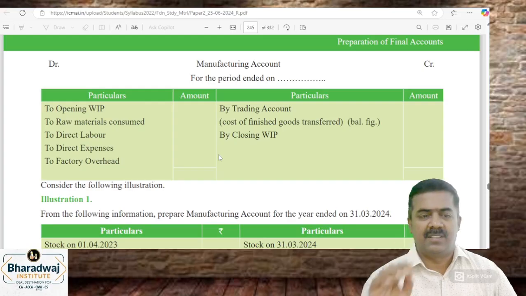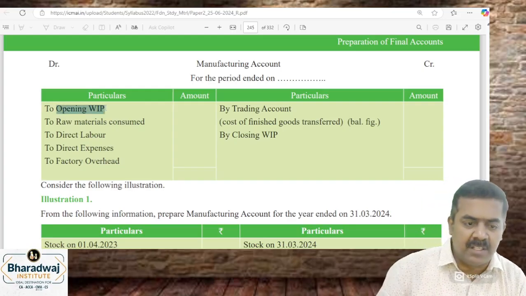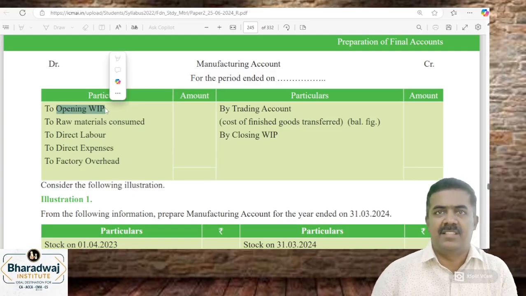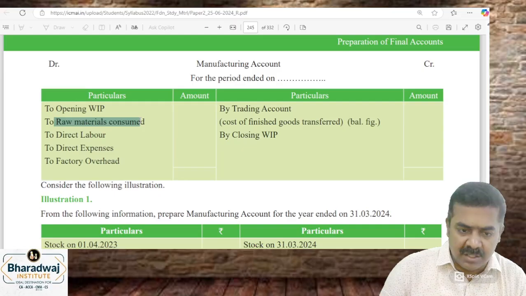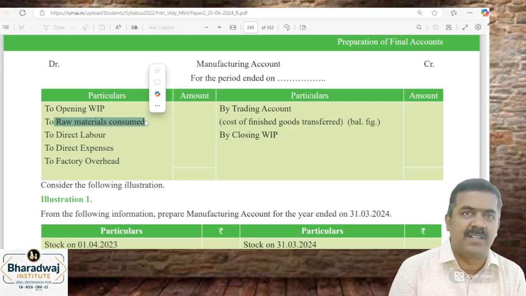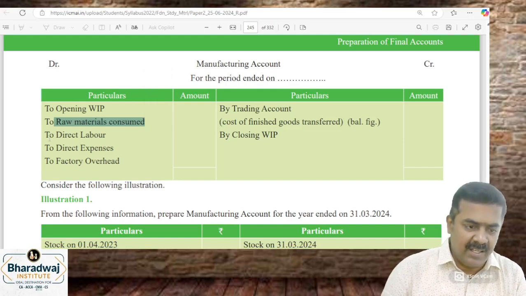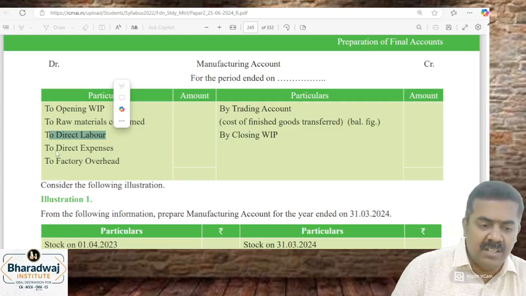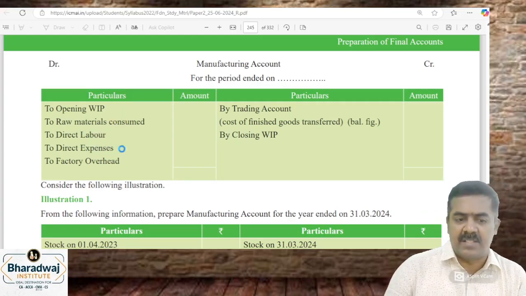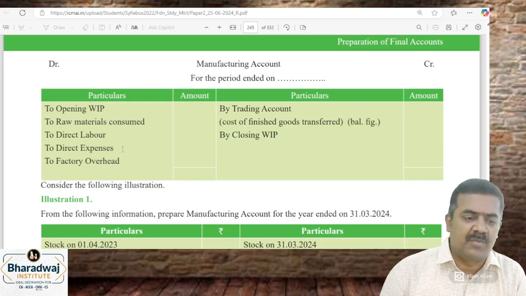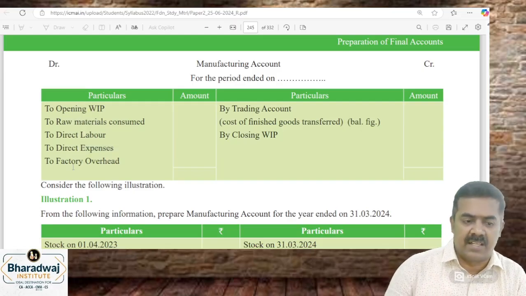Opening work in progress means the goods which are there in the production, that is the factory, semi-finished goods. Then raw material consumed in the current year. Raw material consumed means opening stock plus purchases minus closing stock. Then any direct labor engaged in production. Any direct expenses like carriage inwards, designing charges, manufacturing charges, royalties paid, etc. Any factory expenses you charge.